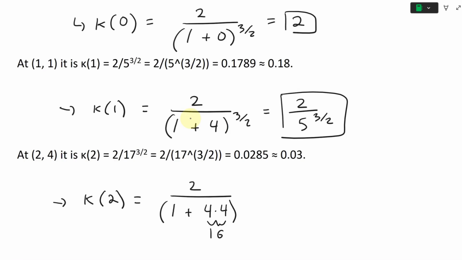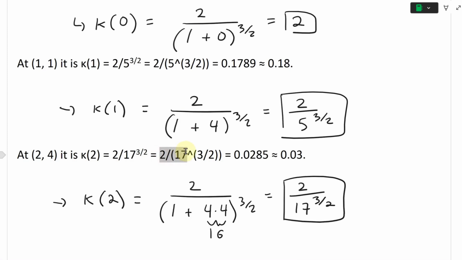16, and then add them all up. This is 3, power of 3 over 2. This equals 2 over 17 to the power of 3 over 2. If you write it like this, 2 divided by 17 to the power of 3 over 2, with the proper brackets, you can calculate it with the built-in OneNote calculator. For example, equals space, like that, and this is 0.0285, or approximately 0.03.